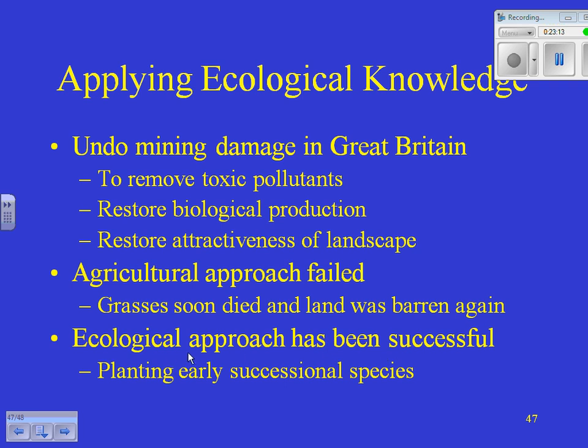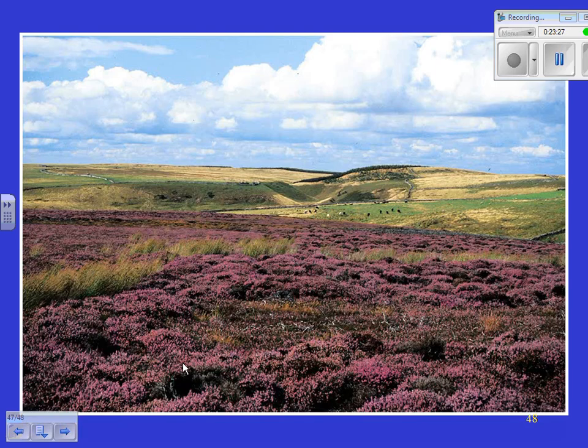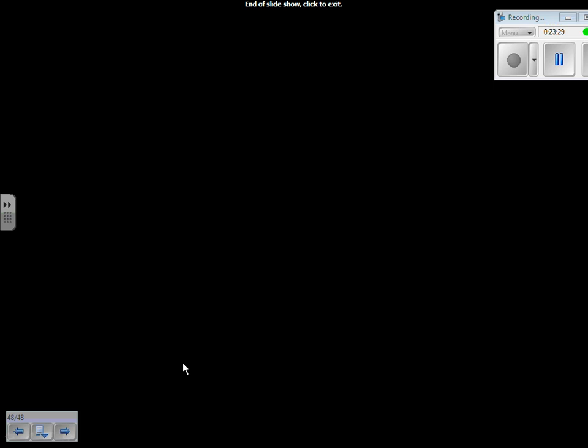The agricultural approach has failed because grasses have died and the land, of course, was barren again. You had to start all over again. So the ecological approach has been successful, planting pioneer species, early successional species that paved the way for middle successional species, which paved the way for later successional species. Here's an example.